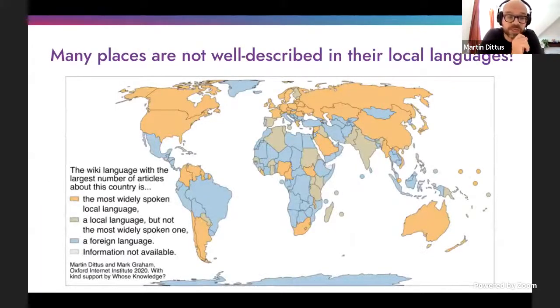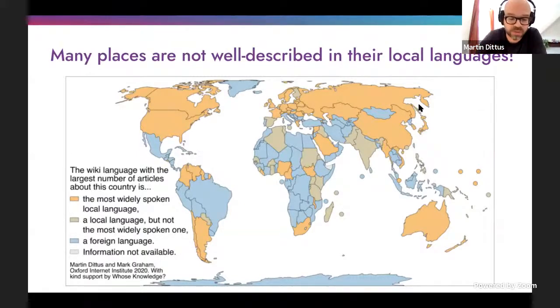And this is maybe where it becomes important. So this is a more complex map. I'll try to explain what we're doing here. Basically, we ask this question: if not every part of the world is written about in every language, which might be fine, is it still the case that places are described in their own languages? So if we pick a random place in South America, in Western Europe, in Southeast Asia, are those places described in their own languages? And so this map tries to express that.